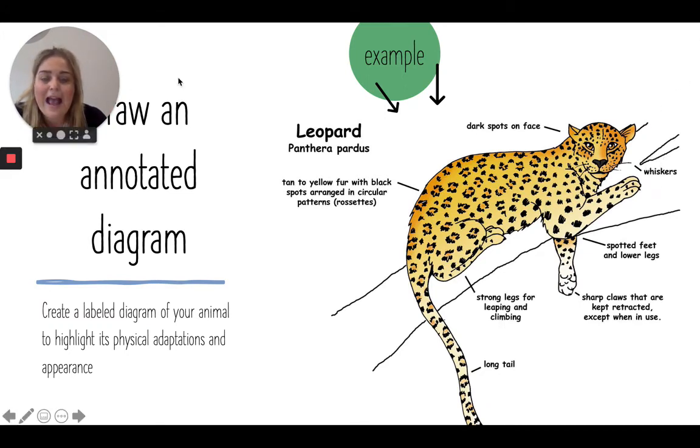Over here we have the name, which is the leopard, and then underneath it has the scientific name for that animal. So the scientific name for the leopard is the Panthera pardus. So that is what we need to create.